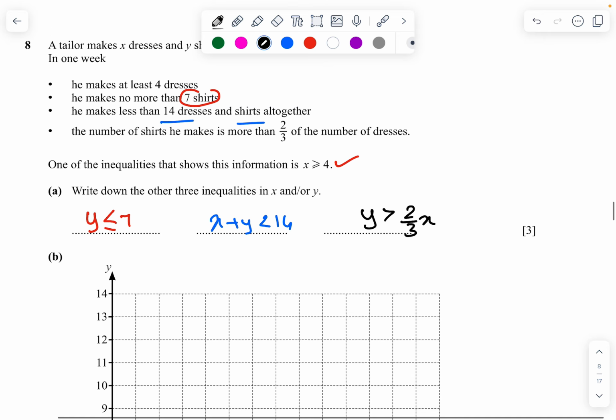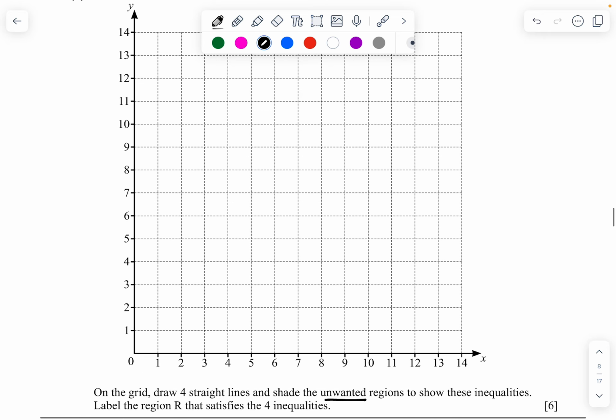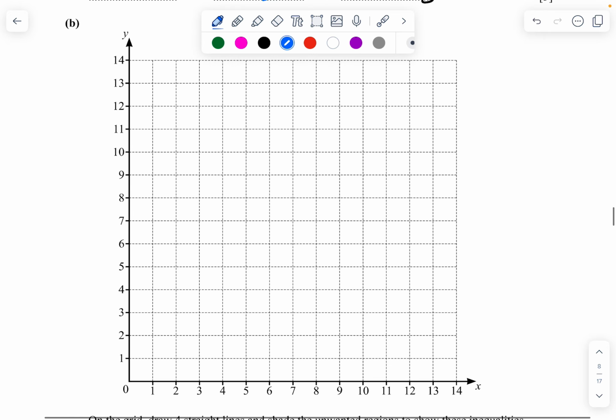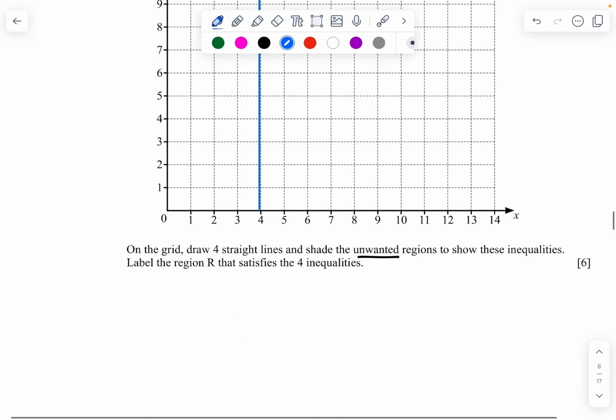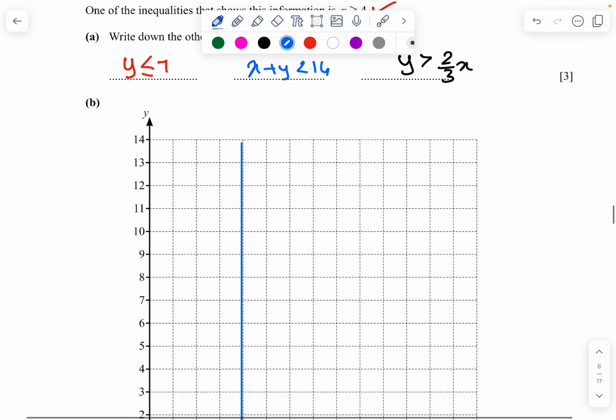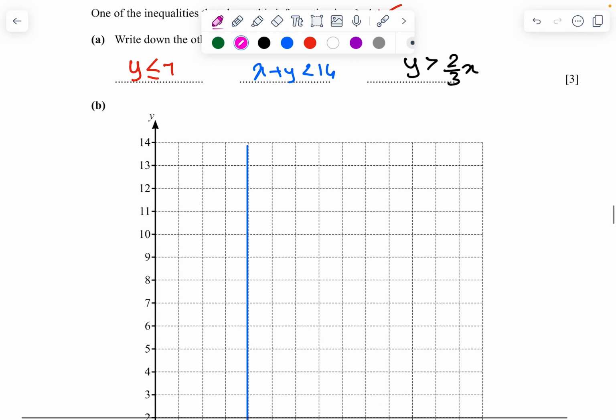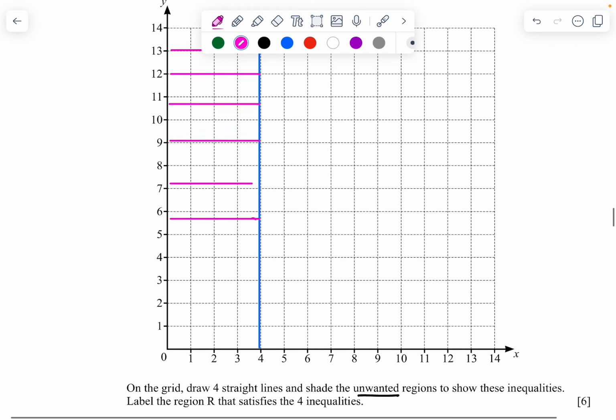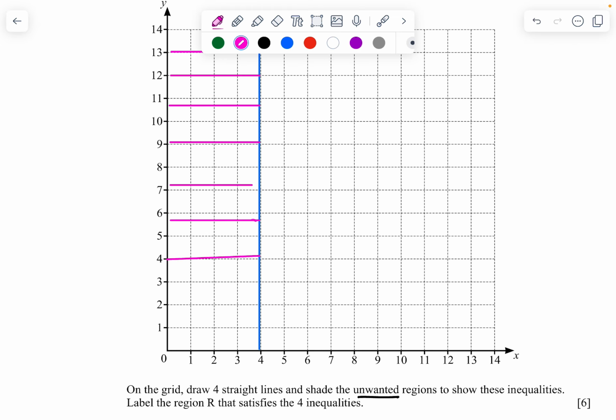So now x is greater than or equal to 4. So at 4, draw a solid line. Greater than or equal to 4 means my shading region will be on the left side of it, because we have to shade the unwanted region. So I'm shading the unwanted region over there. All the unwanted regions are being shaded.